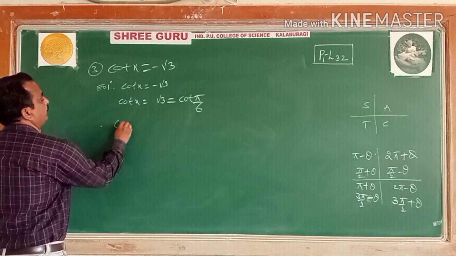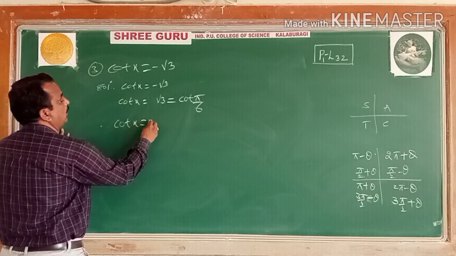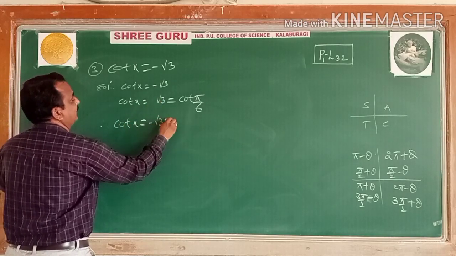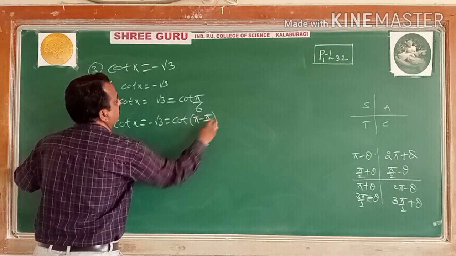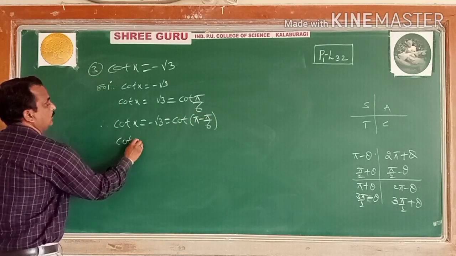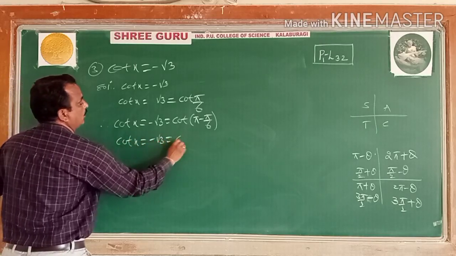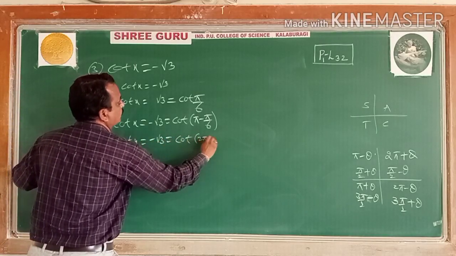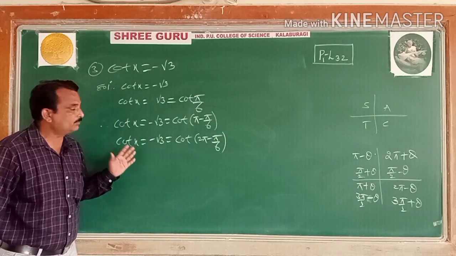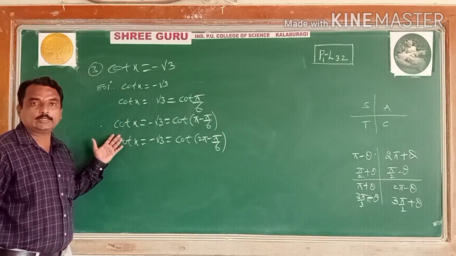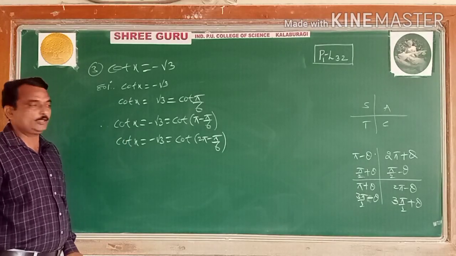So therefore, in the second quadrant, cot x is negative, so it is pi minus pi by 6. And in the fourth quadrant also cot is negative, so it is 2 pi minus pi by 6. Are you getting, students, how to write this, whether it is a positive value or a negative value? Either it may be positive or it may be negative.